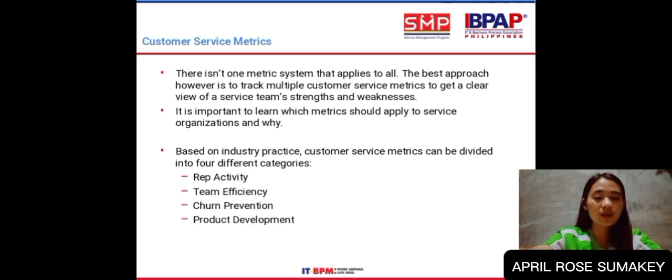There is not one metric system that applies to all. The best approach, however, is to track multiple customer service metrics to get a clear view of a service team's strengths and weaknesses. It is important to learn which metrics should apply to service organizations and why. Based on industry practice, customer service metrics can be divided into 4 different categories: rep activity, team efficiency, churn prevention, and product development. Rep activity.